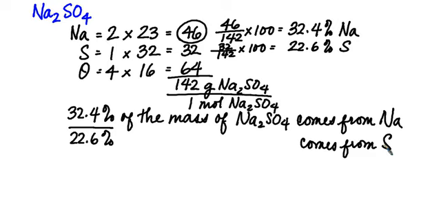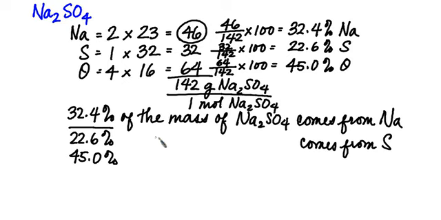And finally, if we take a look at oxygen, 64, which is the contribution here, divided by the total, 142, multiply that by 100 to get the percentage, gives you 45.0% oxygen. What does that mean? It means that 45% of the mass of sodium sulfate comes from oxygen.